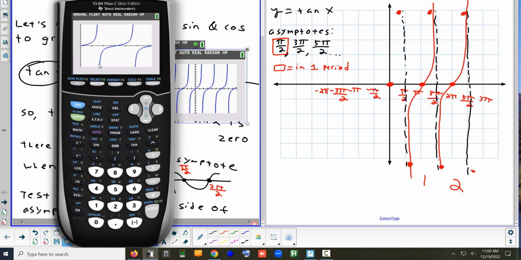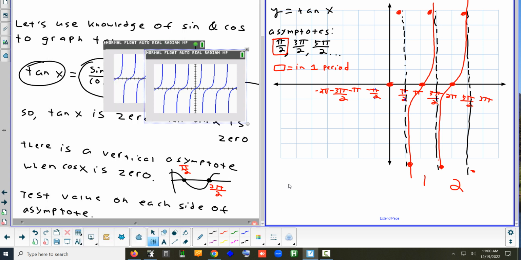So what would one cycle be, from 0 to what? Pi. So this is a little bit different. Normally when you go 0 to 2 pi, you'd see one cycle. With tangent, you're seeing two cycles. So that means the regular period of tangent is pi. So tangent naturally cycles faster than sine and cosine.